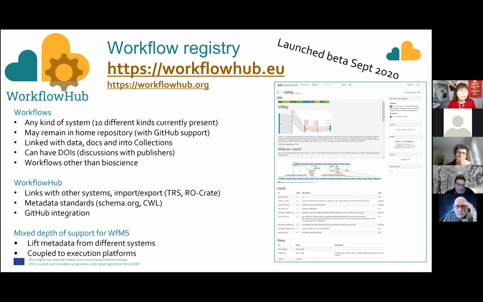The WorkflowHub is a workflow registry that takes any kind of system, so it's agnostic. It currently has 10 different kinds, including plain scripts like Python scripts, but also Jupyter notebooks. These workflows can remain in their home repositories, because folks are already using them, usually based on GitHub. We can link them with data and documents and into collections. They can be published with DOIs, and we have some discussions going on with publishers right now. And it turns out we're now getting workflows from beyond the biosciences. We have a whole bunch of workflows from the climate community, for example.